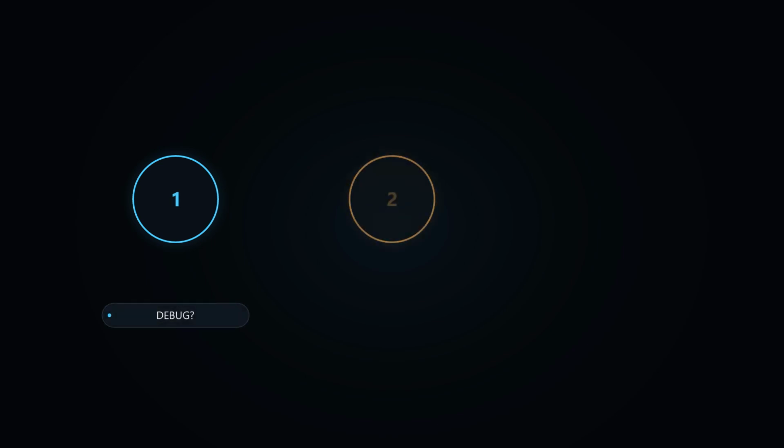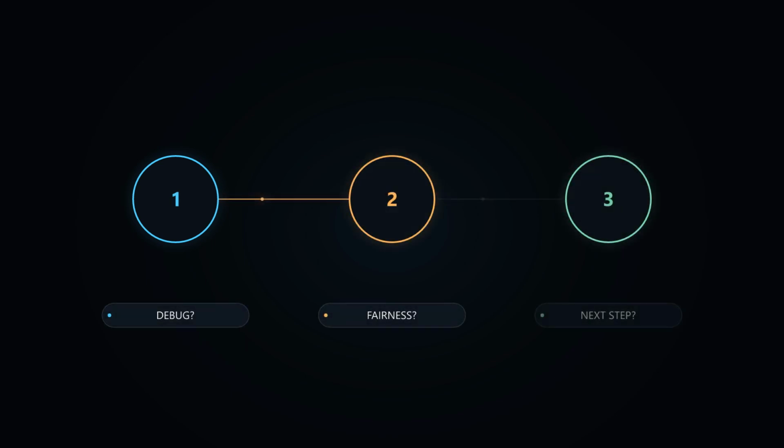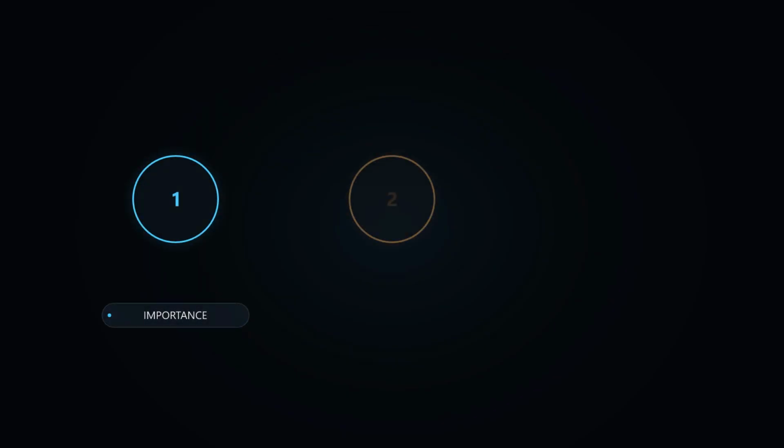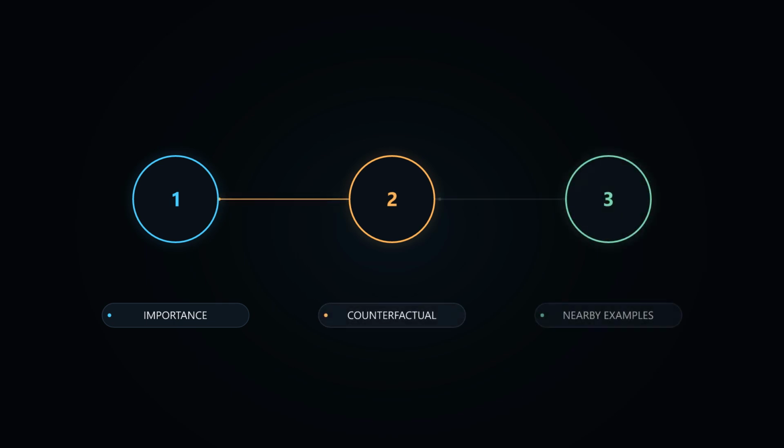A sensible XAI workflow starts with the human question, not with a favorite chart. Are we debugging one failure, checking fairness across a population, offering a next step, or proving that a safety rule holds? The question determines the tool. Then we cross-check. If feature importance, a counterfactual, and nearby examples all point toward the same clue, confidence in the explanation can grow. If they disagree, that disagreement is valuable evidence that deserves investigation.